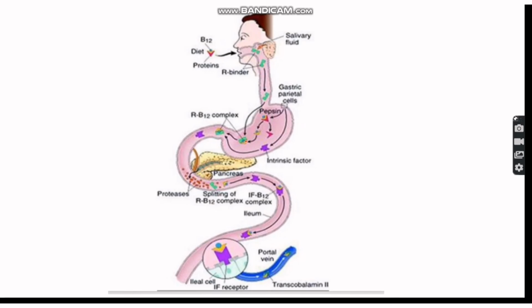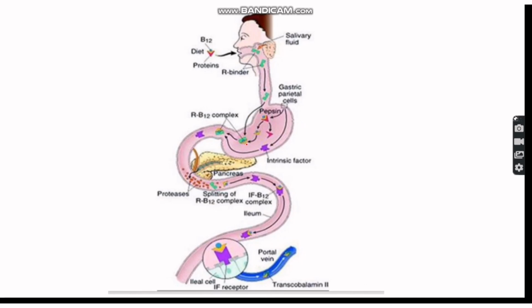As this receptor will not be able to bind through this, this receptor from salivary fluid will enter into the stomach. The stomach cell will also release this factor, that is carrier protein. Sorry, that is transcobalamin 1. And when this bound vitamin B12 enters the stomach, the parietal cells in the stomach as well as mucosal cells will release pepsin. Pepsin will cleave the protein part and it will free this B12. This B12 will then bind to this transcobalamin 1.